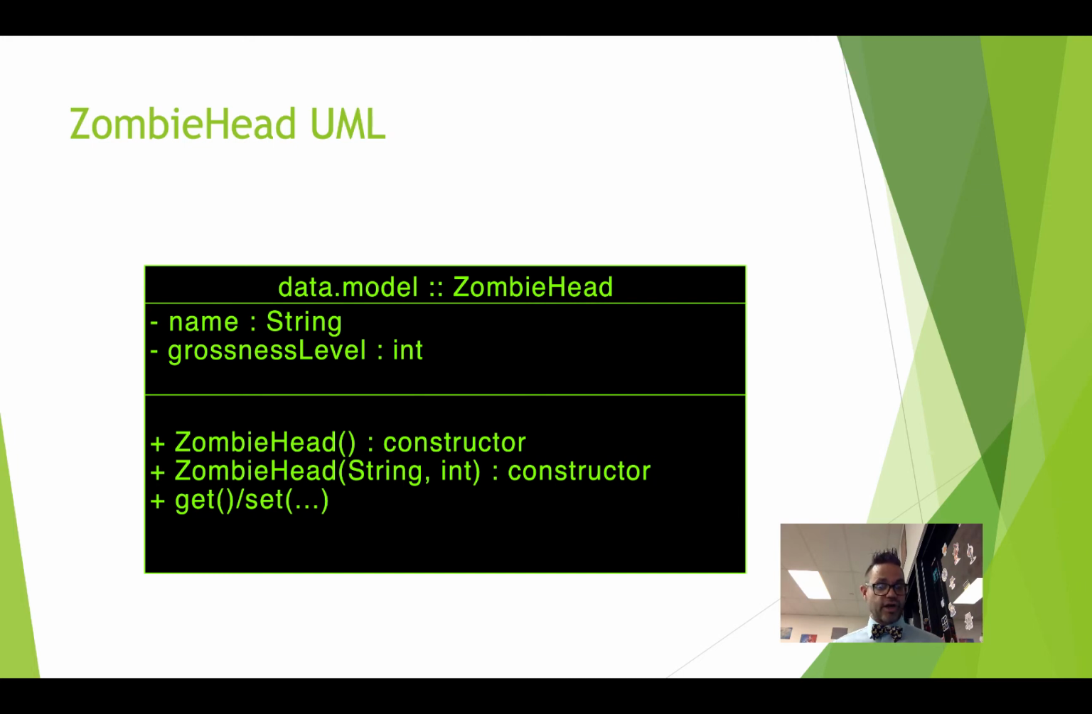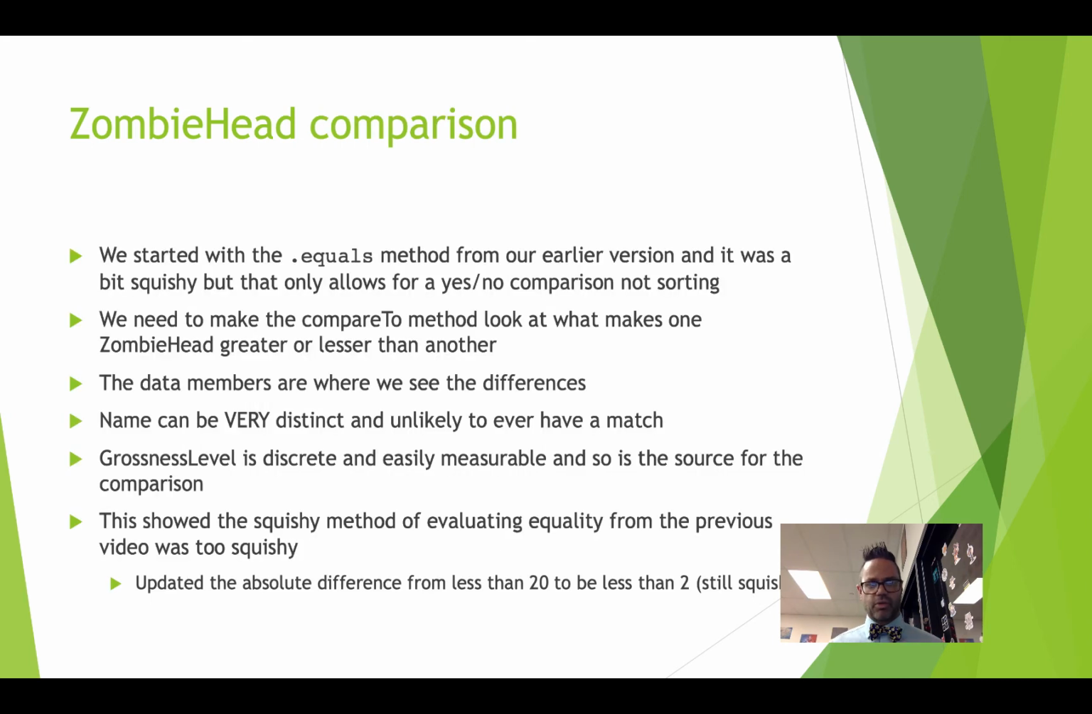It has a constructor that has a random grossness level attached to it and a default name, as well as a constructor that takes a specified name and a specified grossness level, and of course the getters and setters. Now, that's not the most amazing class, but that's what we're going to be starting off with so we can use and actually sort this. So let's take a look at what we're doing.